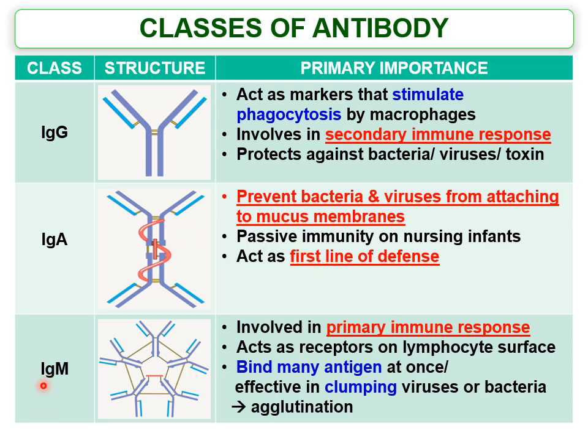The third class of antibody is IgM, which is involved in primary immune response and acts as receptor on lymphocyte surface. If you look at the structure of IgM, it can bind to many antigens at once, meaning that IgM is effective in clumping viruses or bacteria that promotes agglutination reaction.